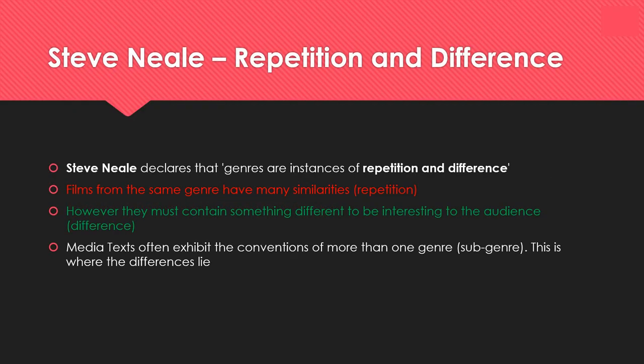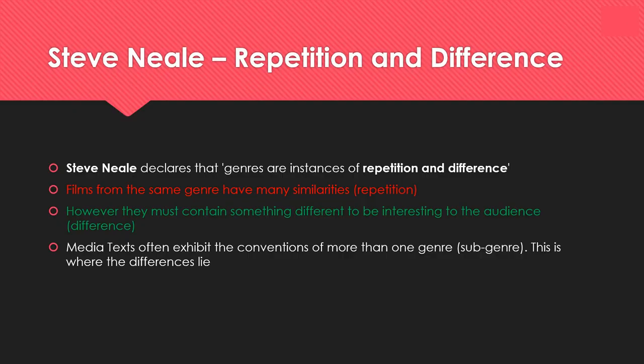So the second theory that we could talk about is Steve Neale, repetition and difference. Now he basically declares that genres are all instances of repetition and difference. In other words, films from the same genre will have many similarities, or repetition. However, they must contain something different to be interesting to the audience. So media texts often exhibit the conventions of more than one genre, and this falls into the sub-genre category. This is where the differences lie.